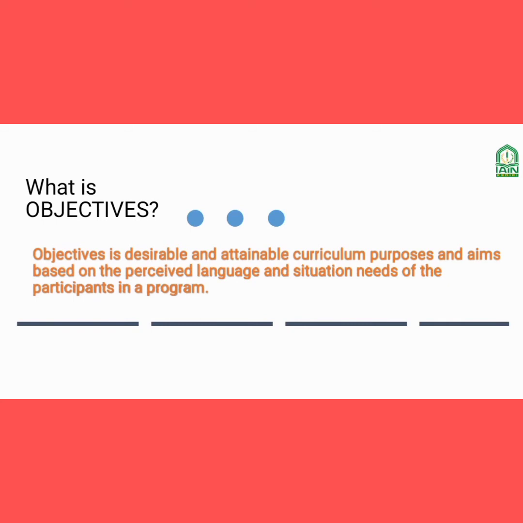What is an objective? Objectives are desirable and attainable curriculum purposes and aims based on the perceived language and situation needs of the participants in a program. An objective can be defined as a specific statement of the particular knowledge, behaviors, and skills that the learner will be expected to know or perform at the end of a course or program, as stated from an upper-level ESL for academic purposes class at a well-known American university.